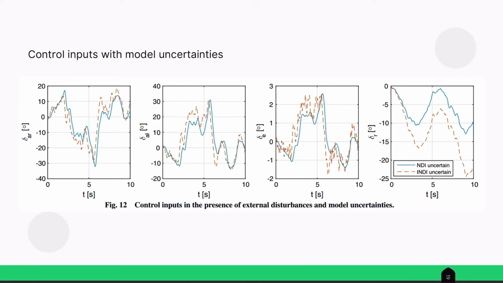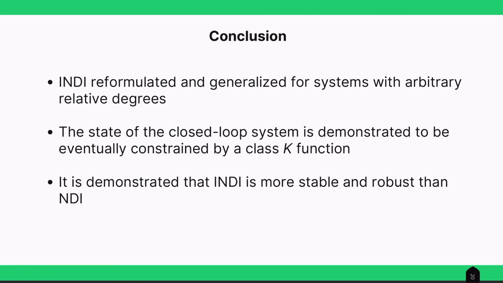In this case, we have control inputs with model uncertainties. So now we are looking at model uncertainties. In that case also, both of them are within the limits, plus minus 35 and plus minus 25 respectively. And here comes our conclusion.